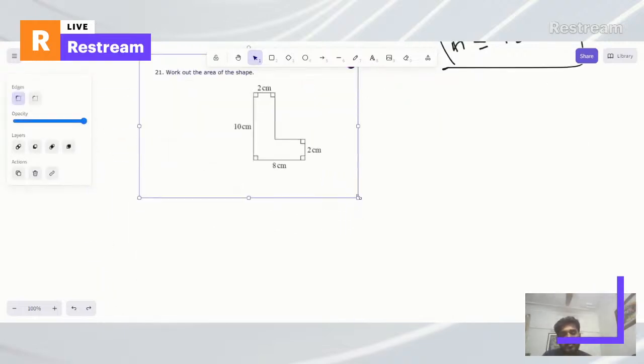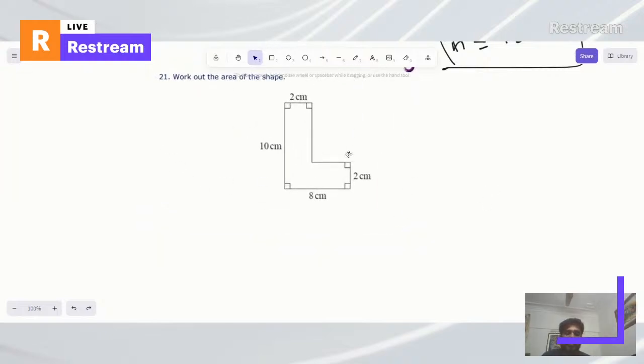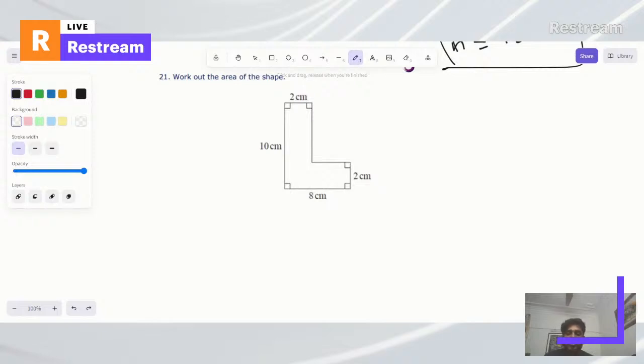So this is a figure given to us. Now we need to find the area of the shape. We haven't studied this shape, so we need to make a shape out of this that we know of, right? What can I do if I draw a line over here? So this becomes a rectangle, right?